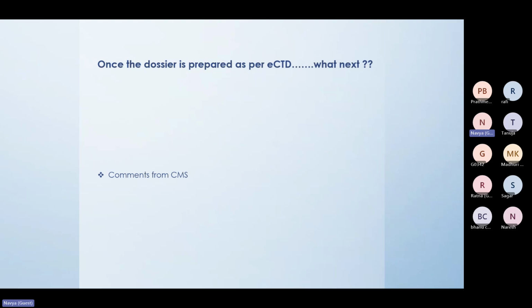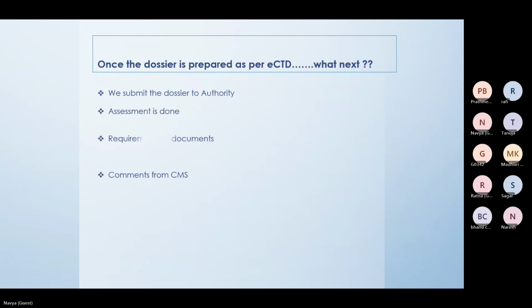Then, once the dossier is prepared as per the eCTD, what is next? What do we do next? These are the steps to be done. We submit the dossier to the authority. Now our dossier is ready based on the CTD sections, and we submit it to the authority.